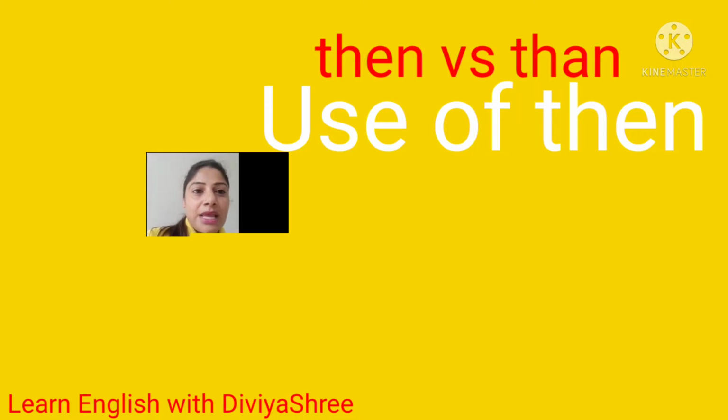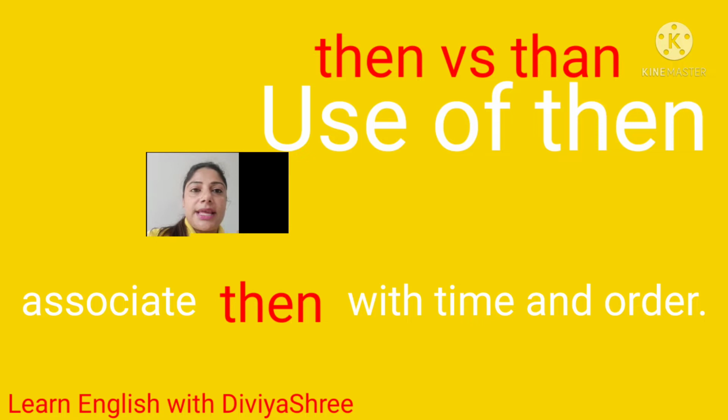THEN can function as an adjective, an adverb or a noun. Remember it. THEN indicates time or consequences. I am going to give you examples and you will understand it in a better way. Let's see the examples.